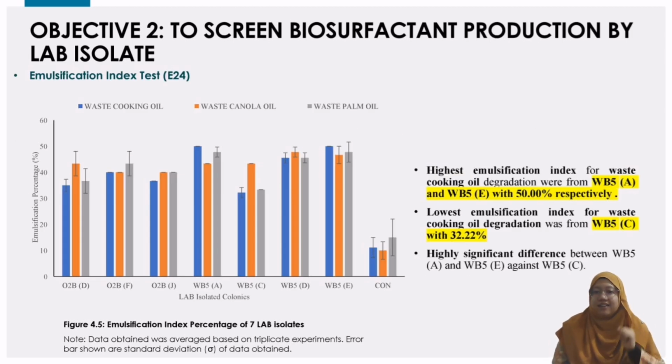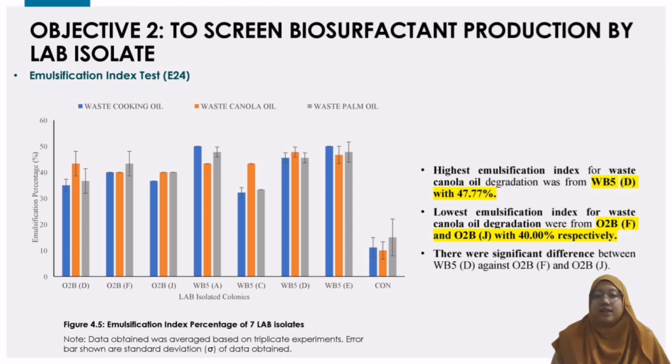In the emulsification index test, the percentage rate of each biosurfactant from different isolates to be able to emulsify and degrade oil was tested on 3 different types of waste oil, which were waste cooking oil, waste canola oil, and waste palm oil. For the emulsification index of biosurfactants against waste cooking oil, WB5A and WB5E had the highest emulsification percentage with 50% respectively. Meanwhile, WB5C had the lowest emulsification rate with 32.32%. However, when tested with the one-way ANOVA Tukey test, there was a highly significant difference between WB5A and WB5E against WB5C.